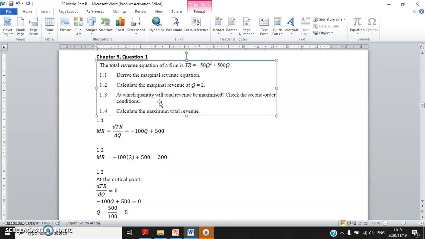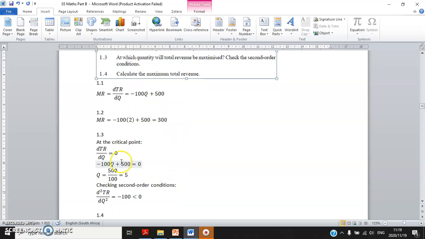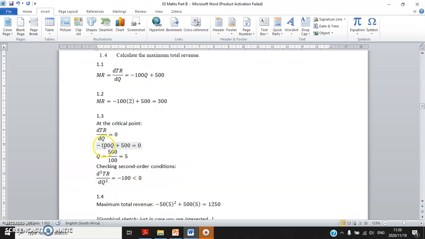The focus is 1.3. At which quantity is total revenue maximized? At this critical point, the first order derivative, or the slope of total revenue, equals 0, which is minus 100Q plus 500 equals 0. Then you move the terms around, and you find the critical Q, which is 5. But you need to check the second order conditions to ensure it is a maximum turning point.